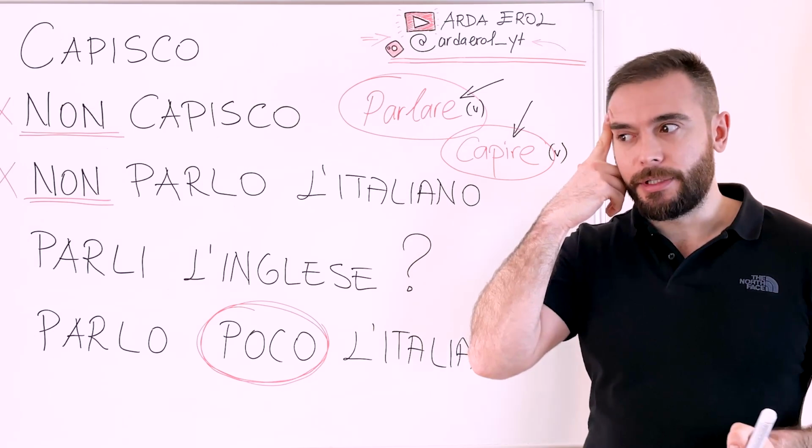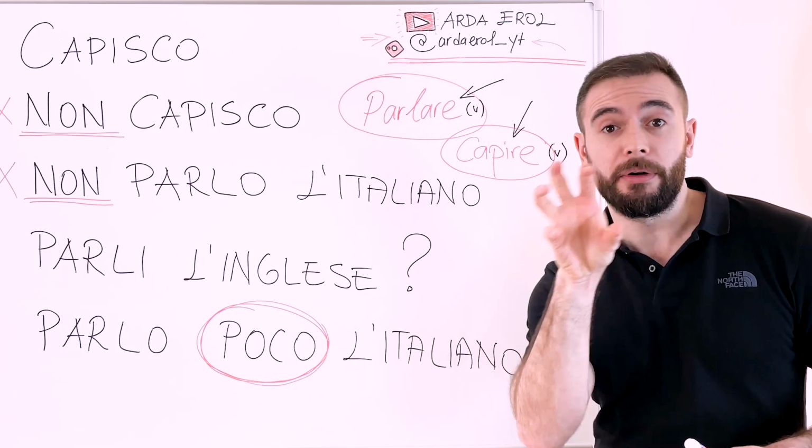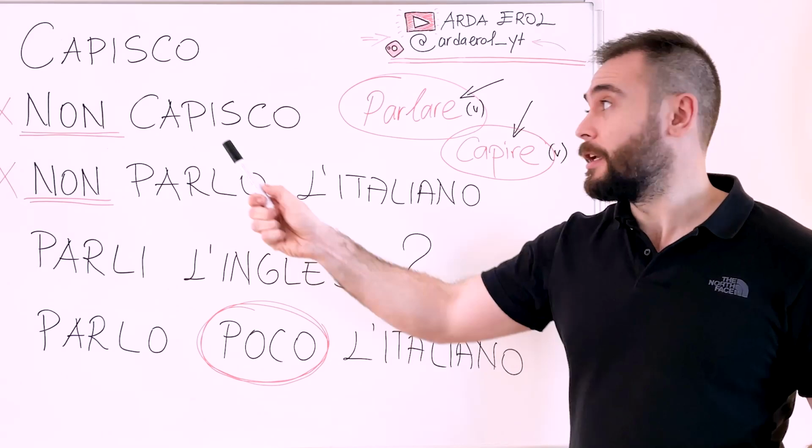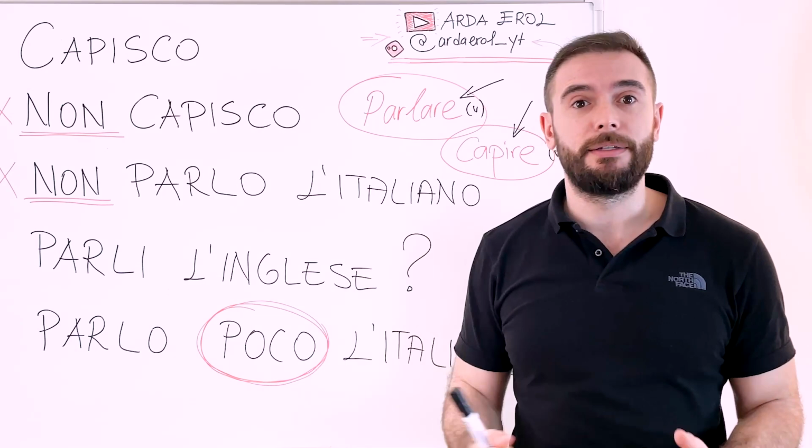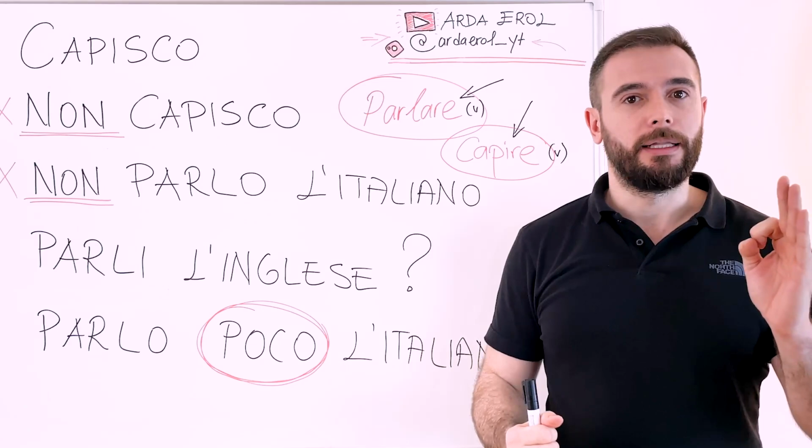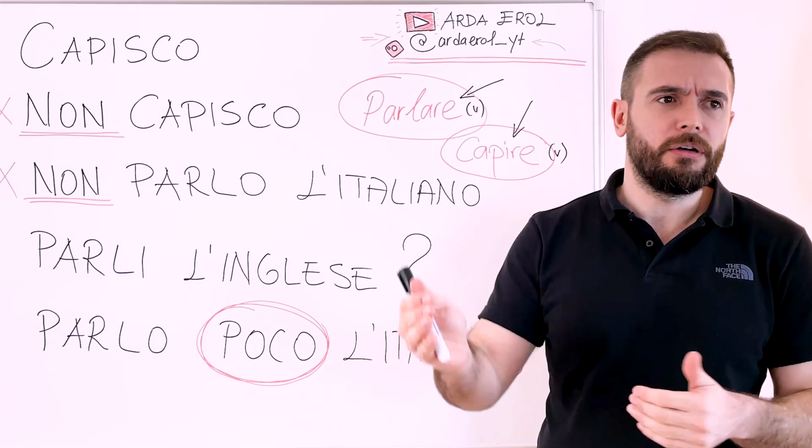Try to understand how Italian works. Non is the particle that we use to make sentences negative. So, if I take it out, capisco remains alone. In that case, that means I do understand. Capisco, I understand. Non capisco, I don't understand. It's easy, isn't it? Capisco, yes, I understand. Non capisco, I don't understand. Moving on.